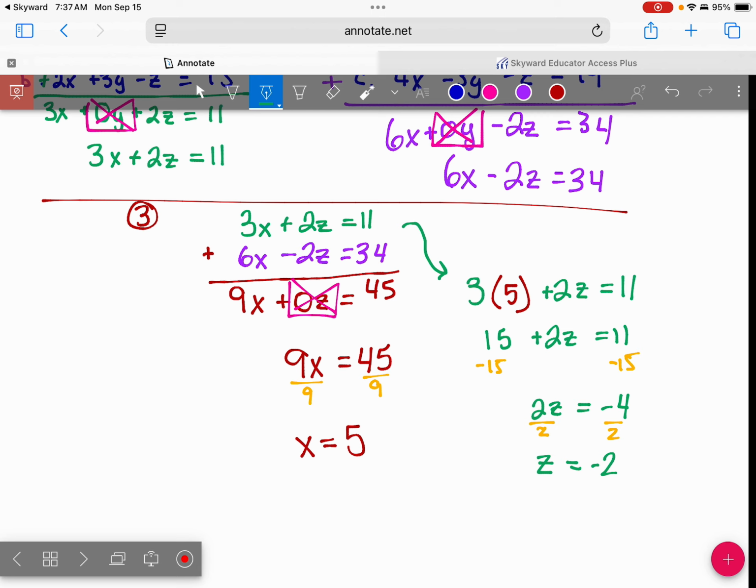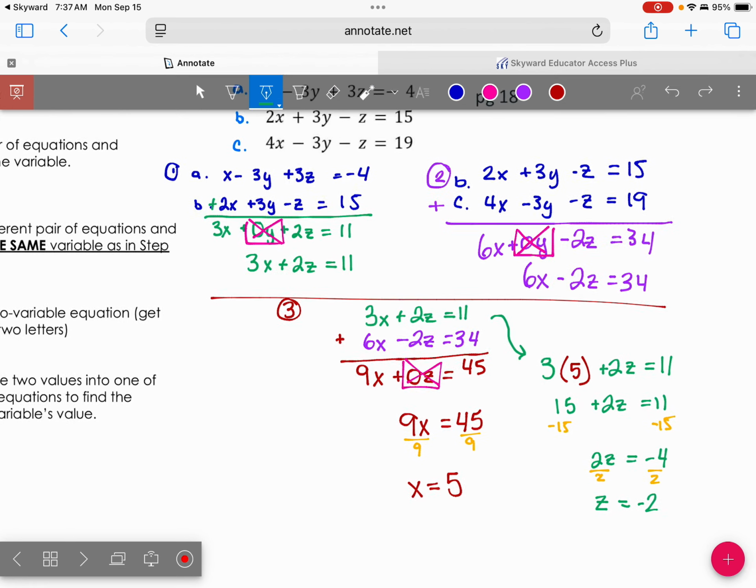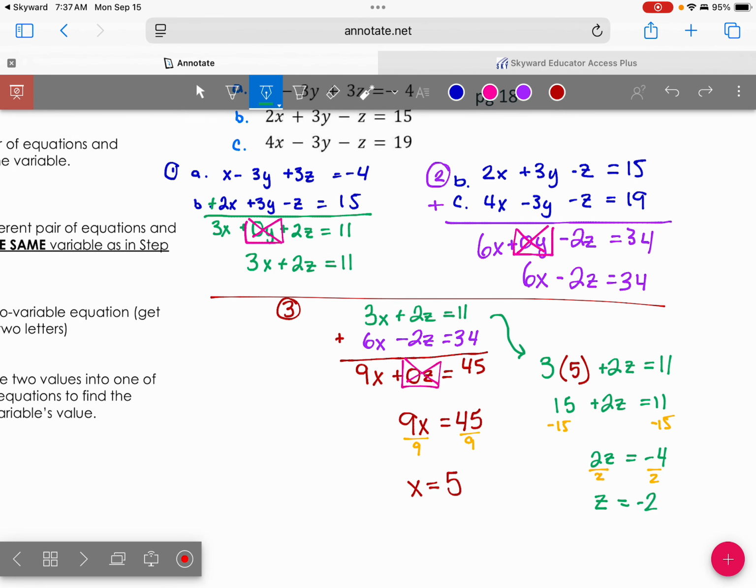Our last step, our step 4, is to take our 2 values that we found. I found my x is 5 and I found my z is minus 2. And I need to put it back into one of my OG equations. One of the original guys. I could use A, or I could use B, or I could use C. It genuinely does not matter.